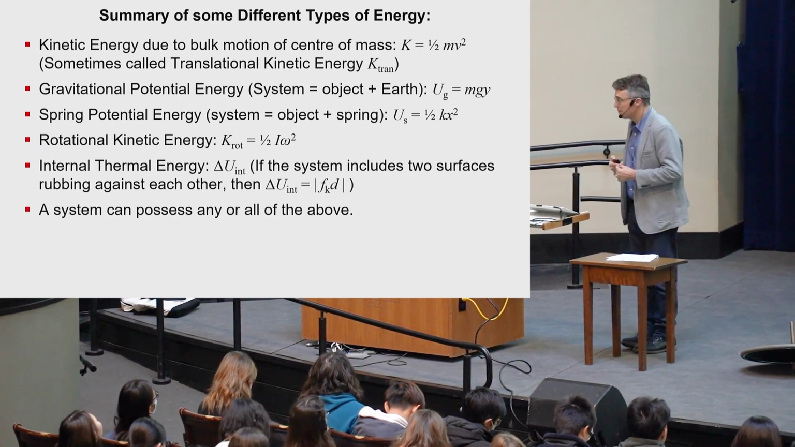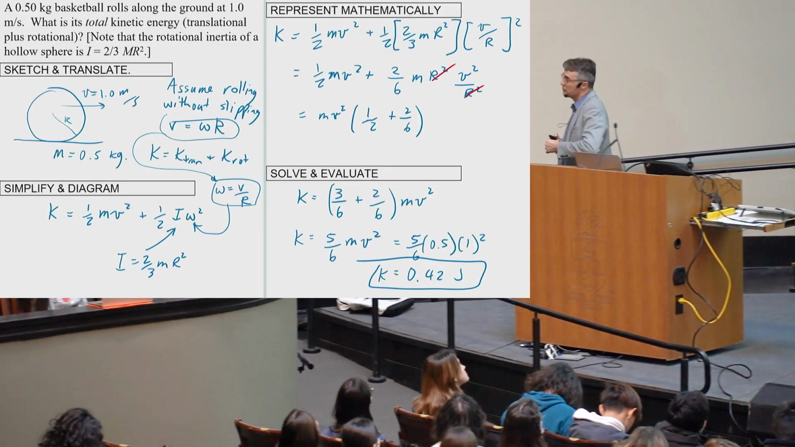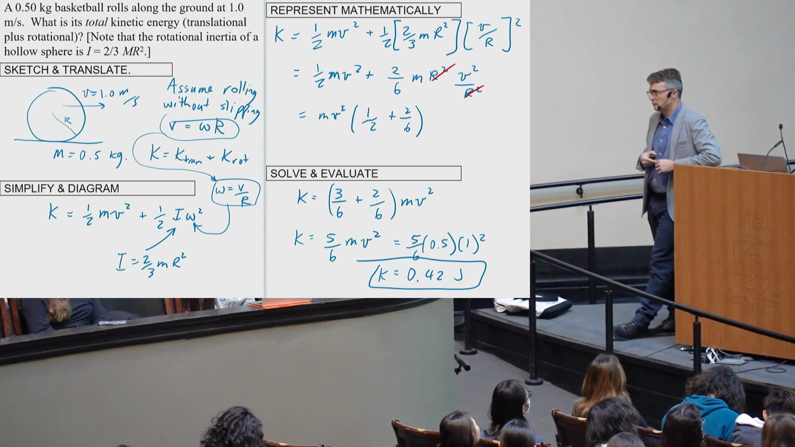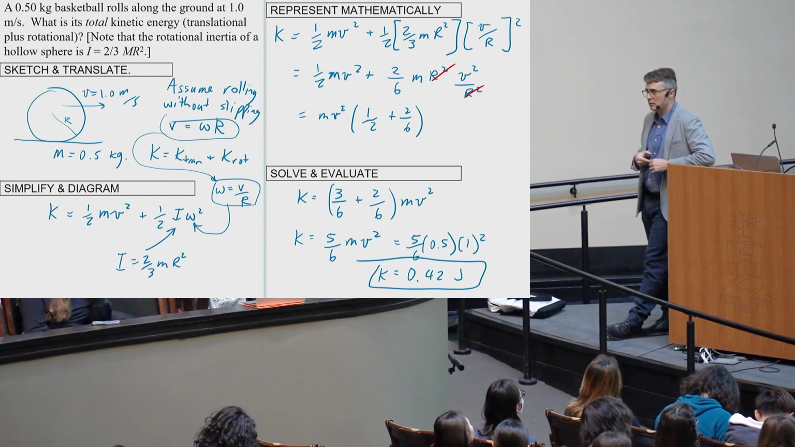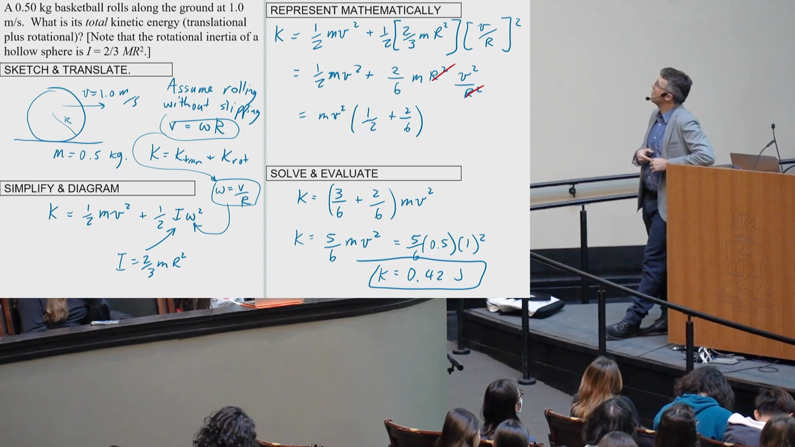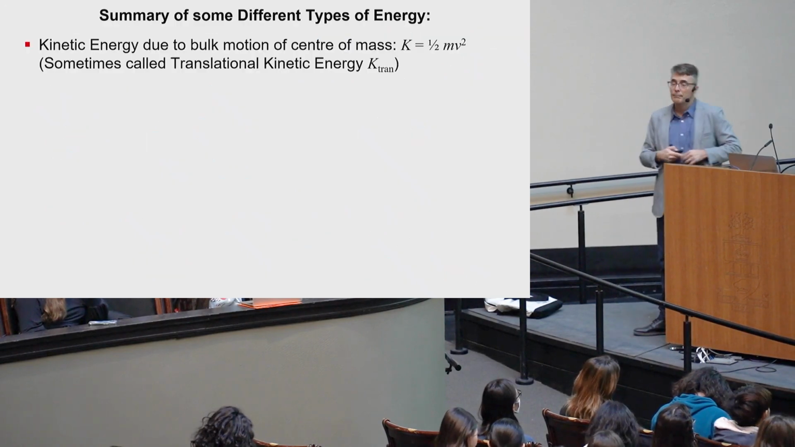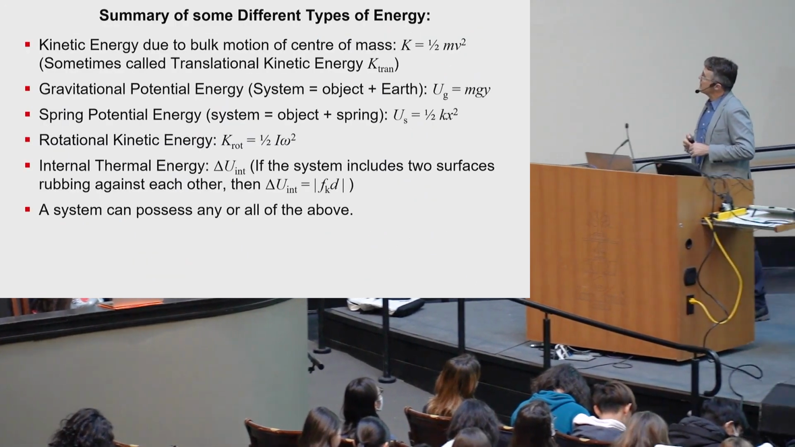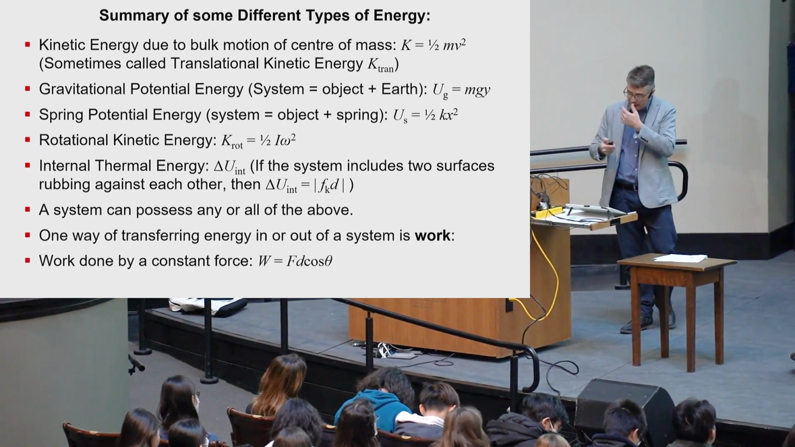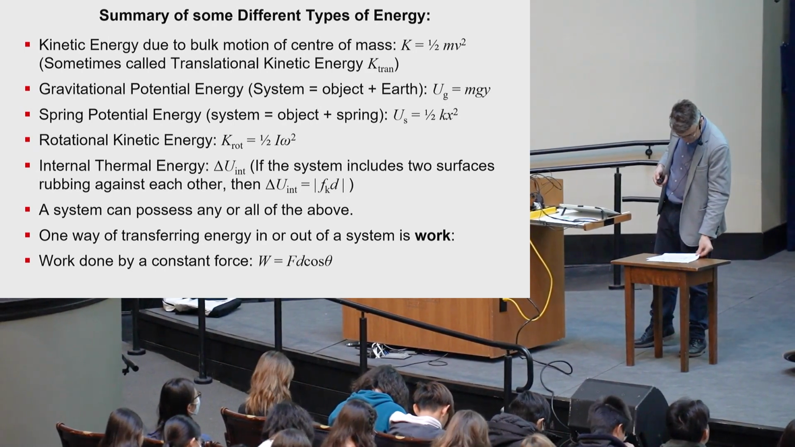Sorry to interrupt. But for the last slide, there was a question, and it just came in. It says, is the W in the equation omega or work? It's omega. I don't think I talk about work here at all. Okay. So all these W's are actually a Greek letter omega, right? A system can possess any or all of the above, and work is a way of just transferring energy in or out of a system, and there's Fd cos theta.